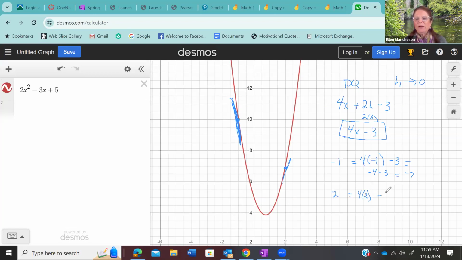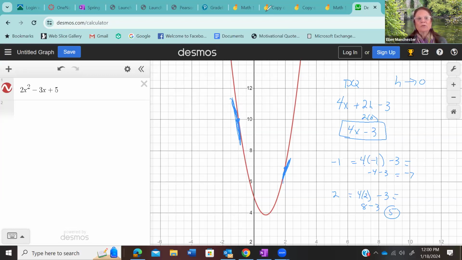4 times 2 minus 3, and I get 8 minus 3, which is 5. You see how it's positive? So it's positive right here. Okay, so using the difference quotient, when my h goes to 0, where it closes down to where I don't have any distance between the 2 points, all of a sudden I can find the slope anywhere on my graph. And so it's a super powerful tool to be able to have the difference quotient.